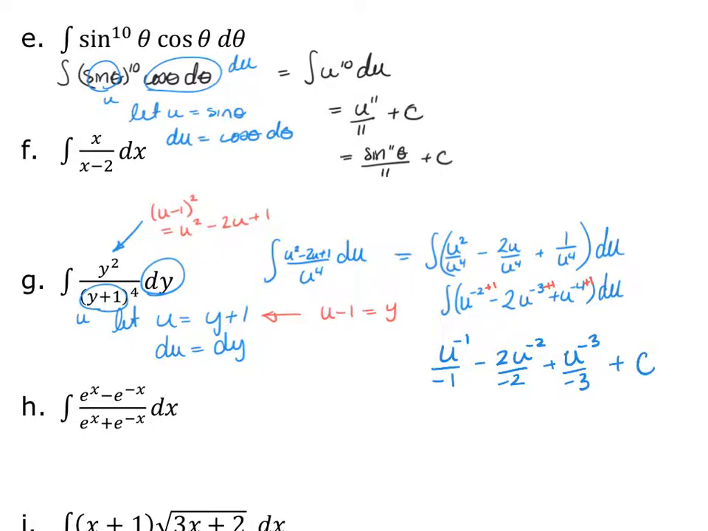So remember, I didn't start out with u, I started out with y plus 1. So everywhere I see u, I need to replace it back with y plus 1. So this is going to be equal to negative 1 over y plus 1. These 2's are both negative and they're going to cancel themselves out. Double negatives make that positive. So that's going to be plus 1 over y plus 1, the quantity squared, and then minus 1 over 3 times y plus 1 cubed, and then plus c. And that is my final answer for G.